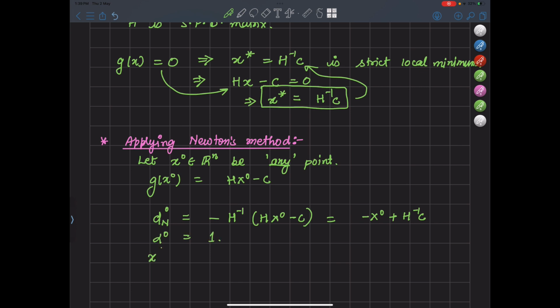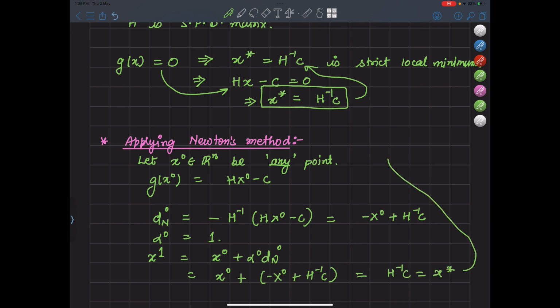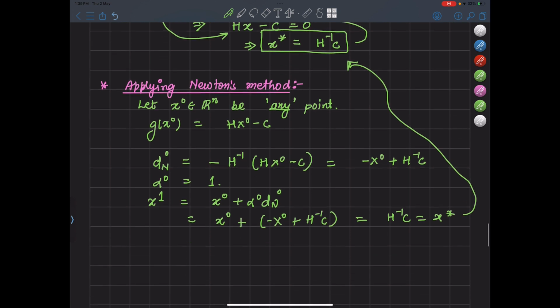So what will be x1? It is x naught plus alpha naught d naught, which is x naught plus minus x naught plus H inverse c, which gives us H inverse c, which is actually the strict local minimum, as we saw here. So whatever point you choose, with the classical Newton method, if you have a quadratic function, you'll attain the minimum in just one iteration. That's the power of classical Newton method.